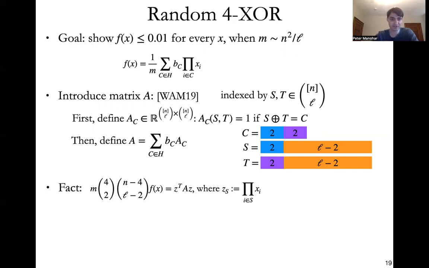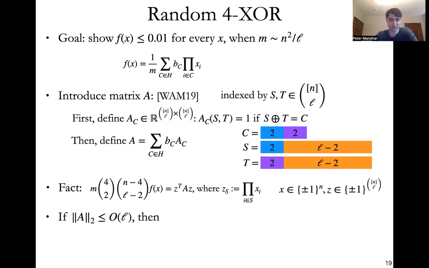Okay, so let's just finish the analysis here. There's a pretty simple fact that up to some scaling factors, f of x can be written as a quadratic form on A, where we just take this vector z, which is achieved by lifting the assignment x to sets of size exactly L. So remember, x is plus minus 1 and z is plus minus 1 to the n choose L, and that's why I'm taking products.